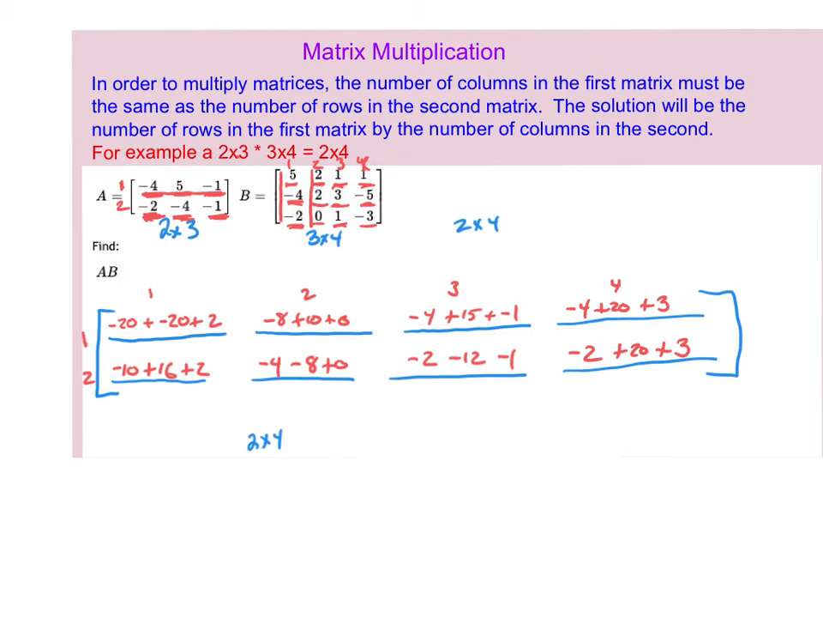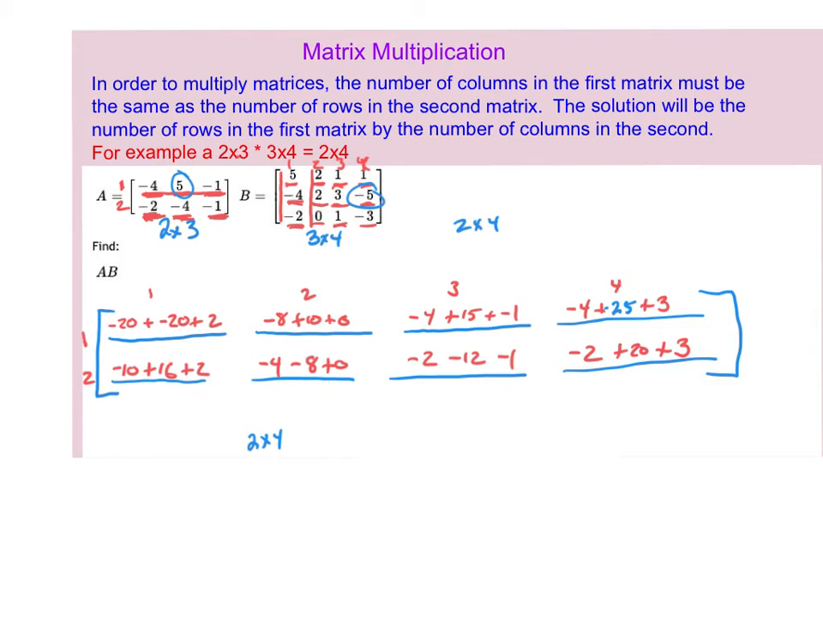Now, I just noticed a mistake that I made, and I'm going to fix that. This 5 times negative 5, that should be a negative 25. So I have to erase that and put in negative 25. So a negative 25 goes there.